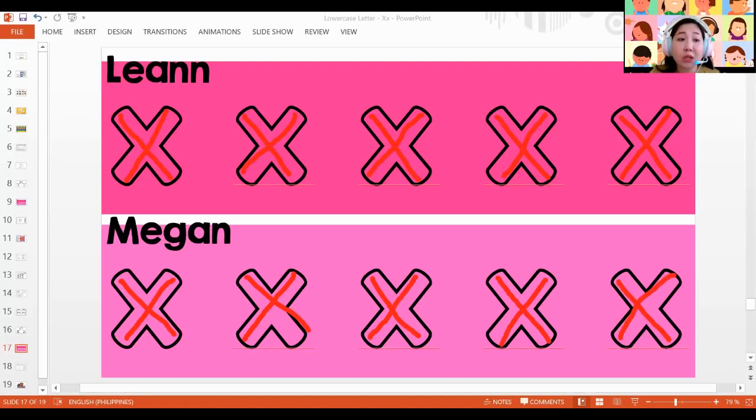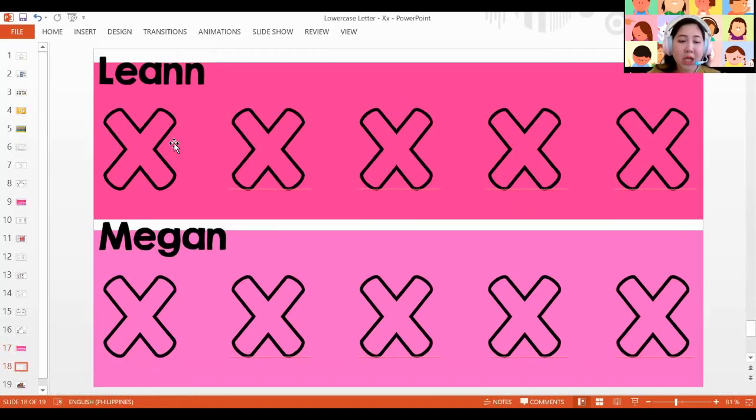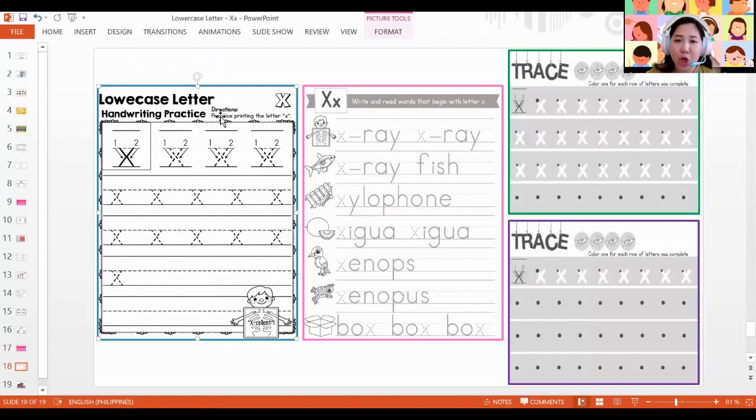So now that we're done practicing, it's time for us to finish our worksheets. So you have to start first with your lowercase letter practice. So do not forget, you have to write your name first. So we make a crease and a cross. You can pause the video so you can finish working on your lowercase letter handwriting practice. All done? Now it's time for us to write and read the words that begin with the letter X.